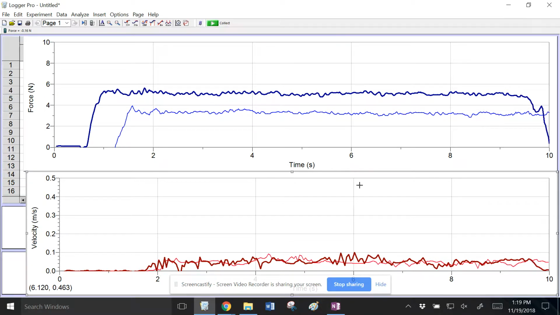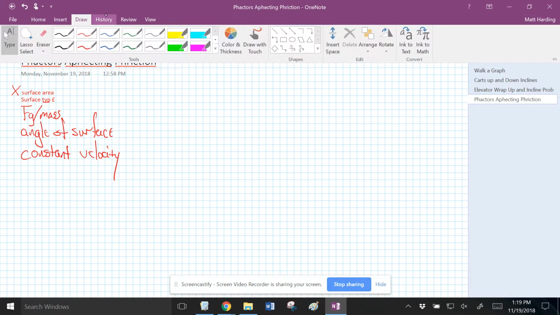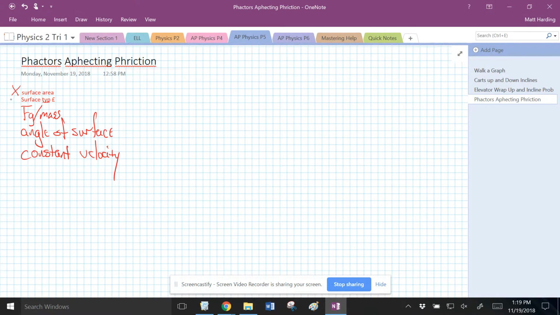Okay, I think that's a clearly different amount of friction involved here. So it seems that the type of surface, and this is probably not counterintuitive, matters. So let's give that the green check mark. That ink to text thing made that kind of small.